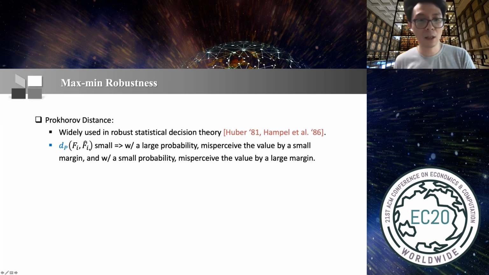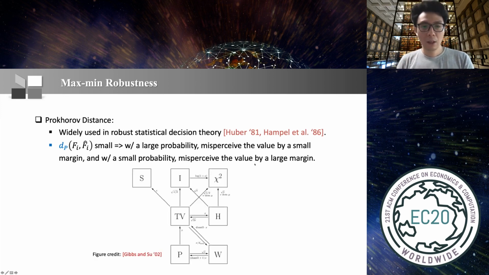If F_i hat and F_i are close in Prokhorov distance, that means only the following two types of error could happen. One is with large probability, maybe the value has been misperceived by a small margin, or with a small probability, the value has been misperceived by a large margin. These are the only two types of errors that could happen. And I also want to point out that the Prokhorov distance is a very liberal distance. If you can prove robustness for the Prokhorov distance, it automatically implies robustness for a lot of familiar distances, such as Wasserstein distance, TV distance, Hellinger, and chi-square distance.